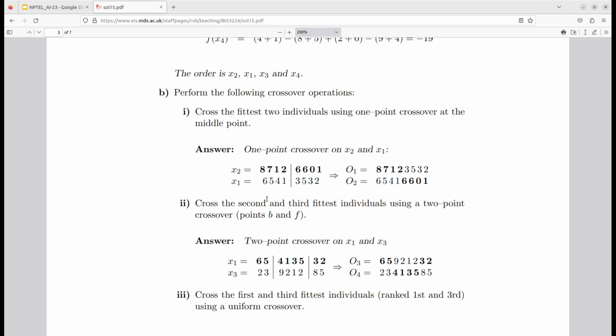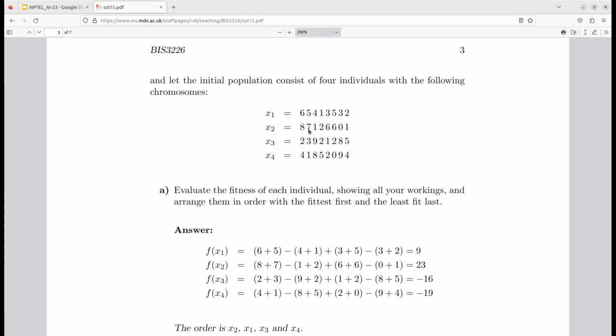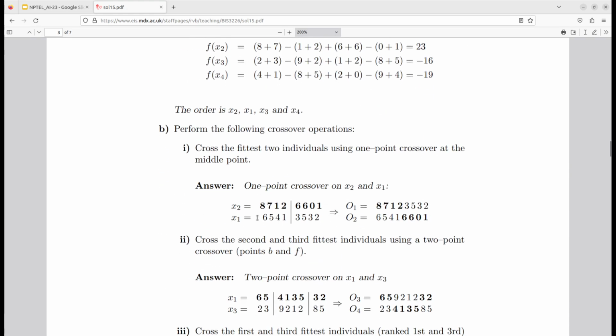So how are we going to do crossover? If you see how x2 was looking, 87126601, we took the fittest individuals x2 and x1. x2 is this one and x1 is this one. We are doing a crossover at the fourth position. So we keep the first four genes from x2, 8712, and take the other four from x1, which is 3532. So now offspring 1 is 8712 from x2 and 3532 from x1, right?